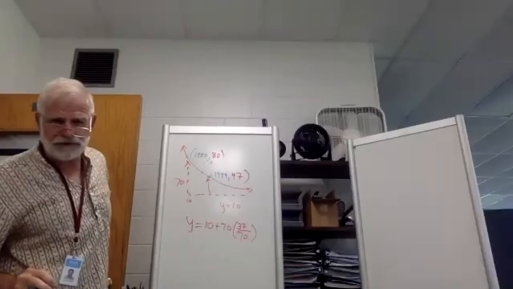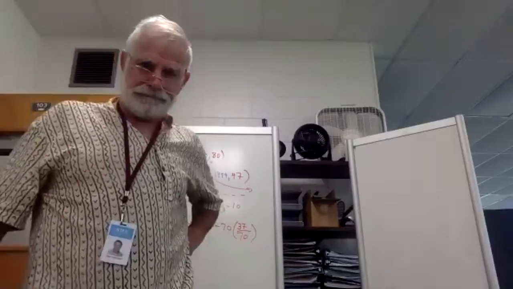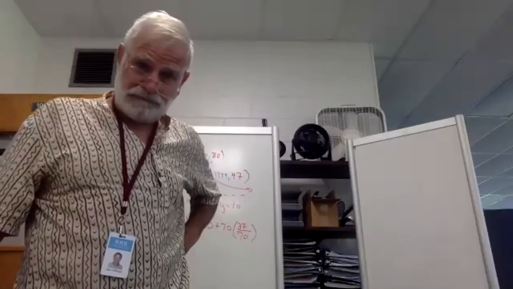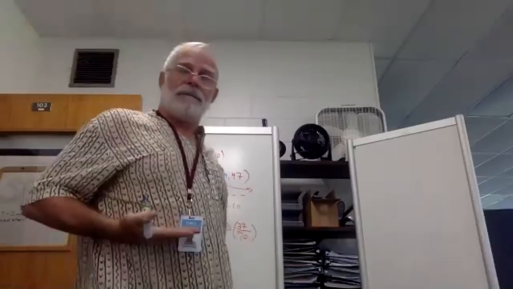Now, is 37 over 70 bigger than 1 or less than 1? It's less than 1, right? So let's think of cutting my height in half. My height got cut in half. Cut in half again. I'm melting. What am I headed towards? Zero. The floor, right. So the floor would be the asymptote.